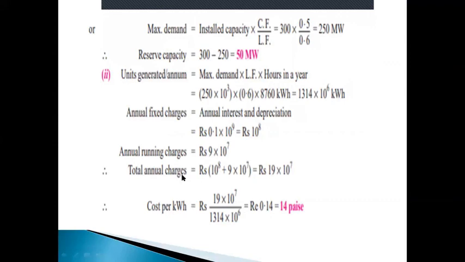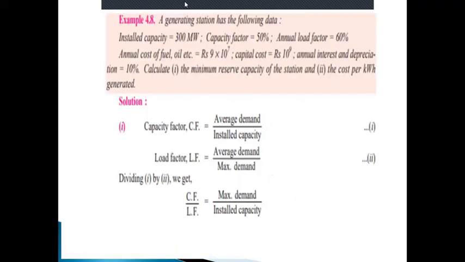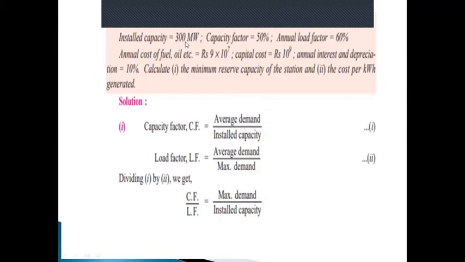Then total annual charges is the sum of fixed charges and running charges. You will get the total annual charge. This is the total charges required for generating 1314 into 10 to the power 6 kilowatt hours. But what is the cost per kilowatt hour? This total charges divided by total units generated will give the answer directly in rupees. Since it is a small value, you convert it to paisa. So 0.14 into 100 is 14 paisa. This is how you solve this problem.